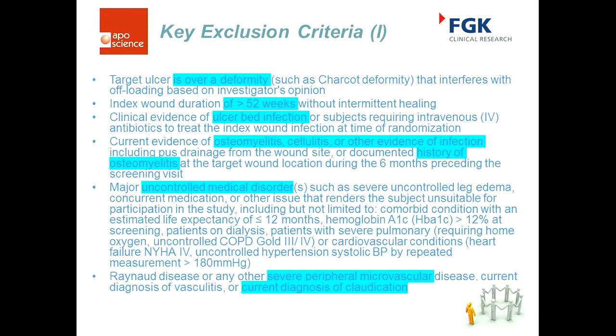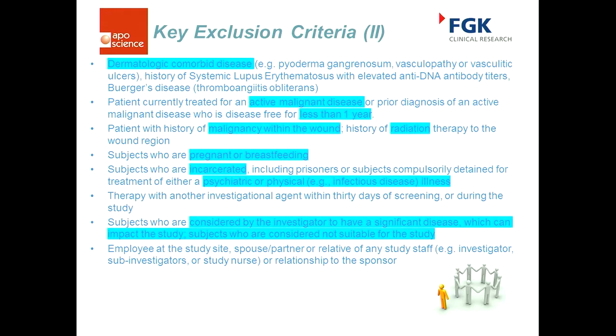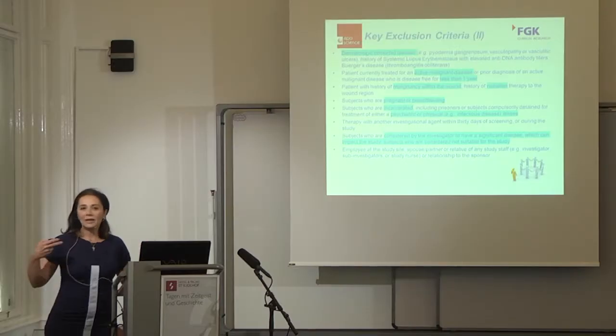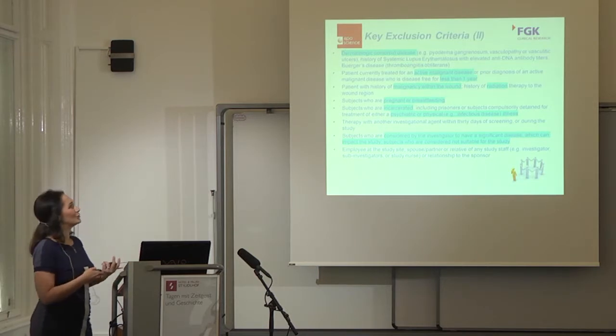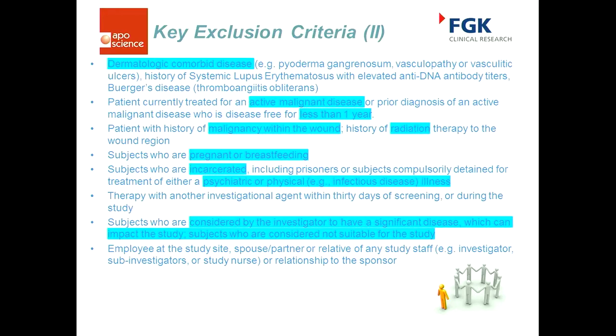Any severe peripheral microvascular disease, and we actually put here Raynaud's disease or vasculitis, or any current diagnosis of claudication, which is evidence that there is a major ischemia present. Any other dermatologic comorbid conditions like pyoderma gangrenosum, vasculitis, systemic lupus, and thromboangiitis obliterans; I think we just listed the extremes here. I don't know if we should add more or even take some away.